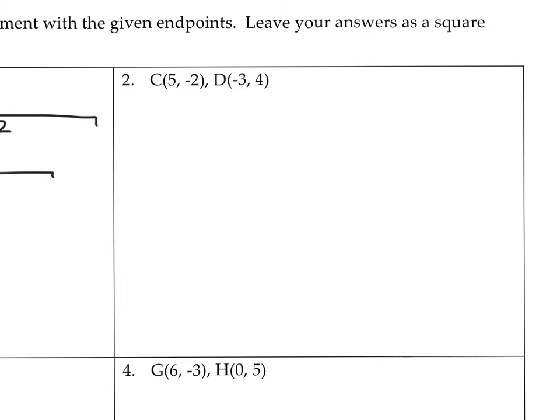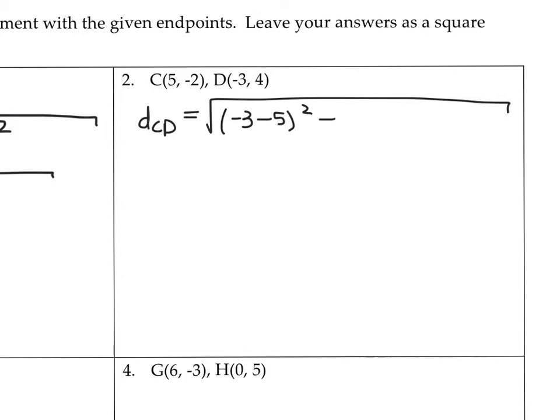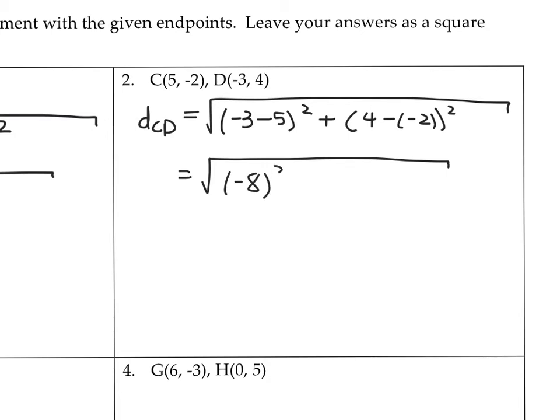Okay, number 2. So again, distance between C and D equals, let's start with the x's, so negative 3 minus 5 squared plus the change in the y's, so 4 minus negative 2. Careful with those double negatives there because that might make a difference. Negative 3 minus 5 is negative 8. If you want to square that right away to get 64, totally fine. I'm going to go the long way just to avoid confusion. And here, 4 minus negative 2 is 6, not 2.